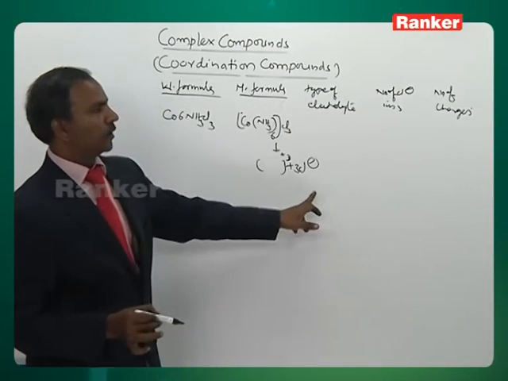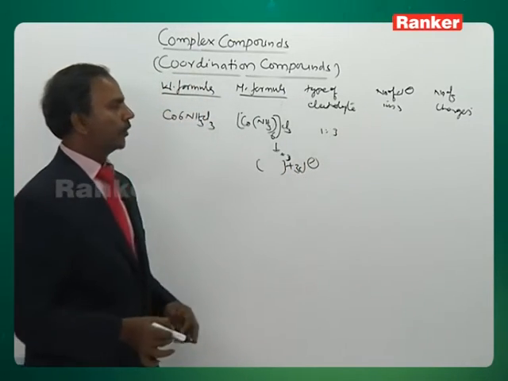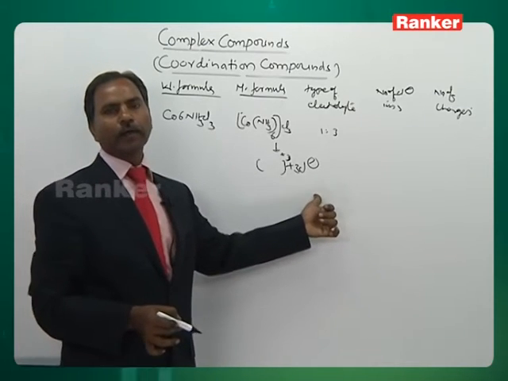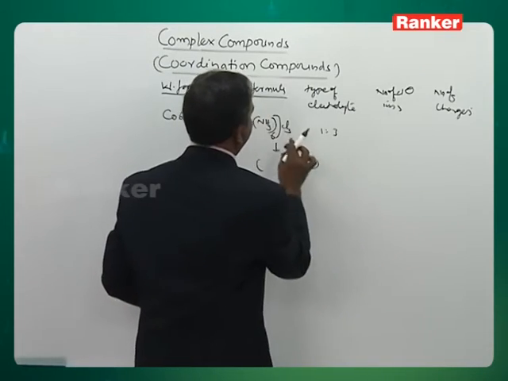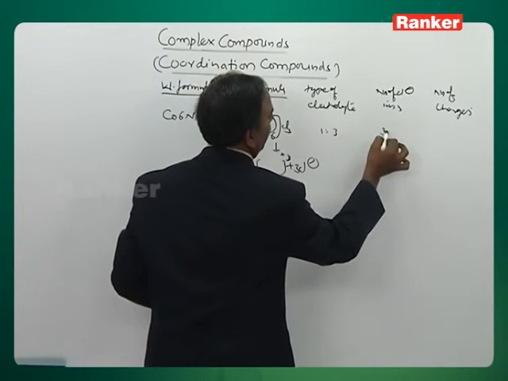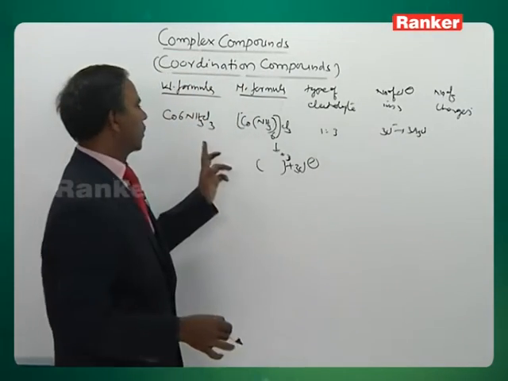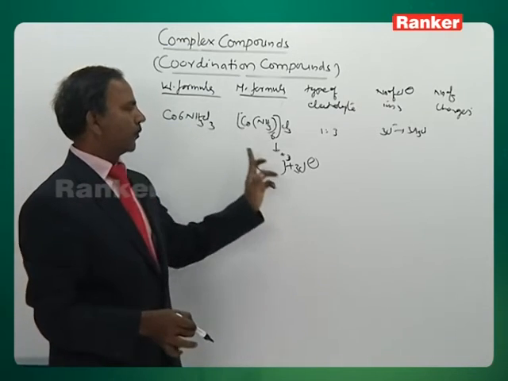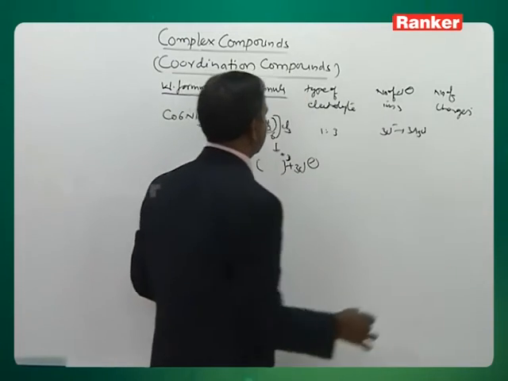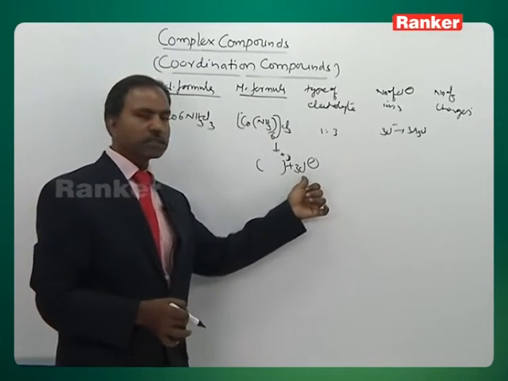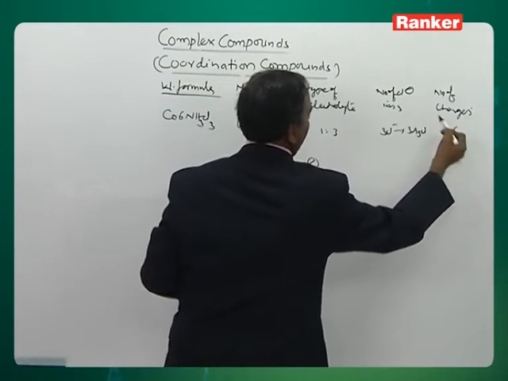One complex ion and 3 Cl minus ions, so you can consider it as a 1:3 electrolyte: 1 cation, 3 anions. Then the total number of chloride ions: 3 Cl minus ions are produced, so you get 3 AgCl precipitate. So, Werner formula, modern formula, type of electrolyte, number of chloride ions, number of charges. How many charges? 3 minus and 3 plus, so the total number of charges comes to 6.